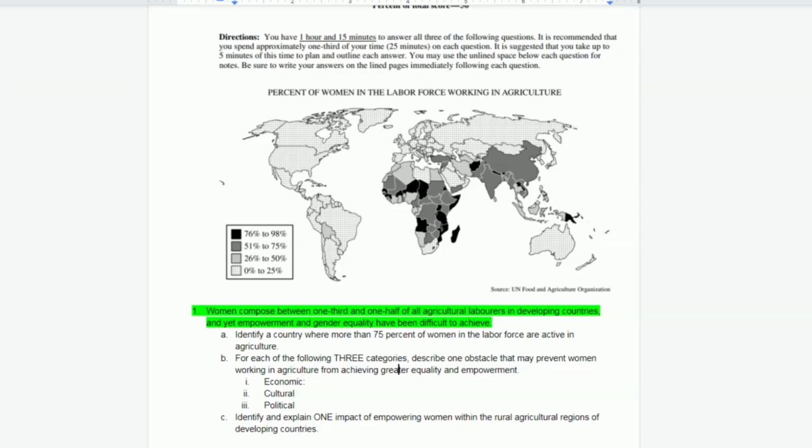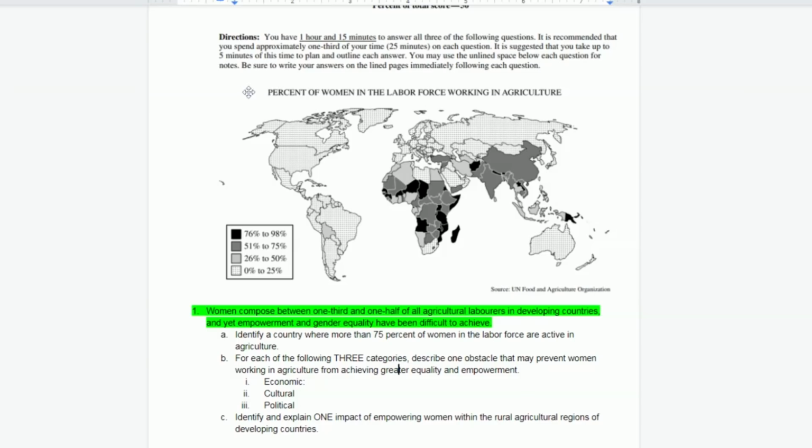So I can see here, women compose between 1/3 and 1/2 of all agricultural laborers in the developing countries. And yet, empowerment and gender equality has been difficult to achieve. So right away, you should be thinking, okay, this is going to deal with economics, politics, culture. We're going to be using data. We're going to be looking here at this map.